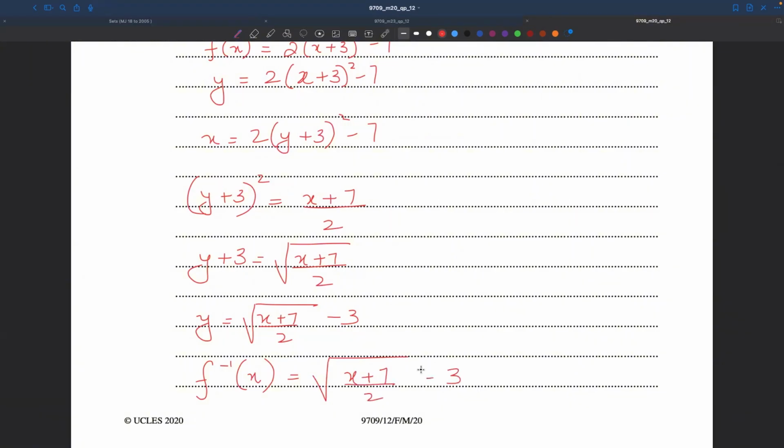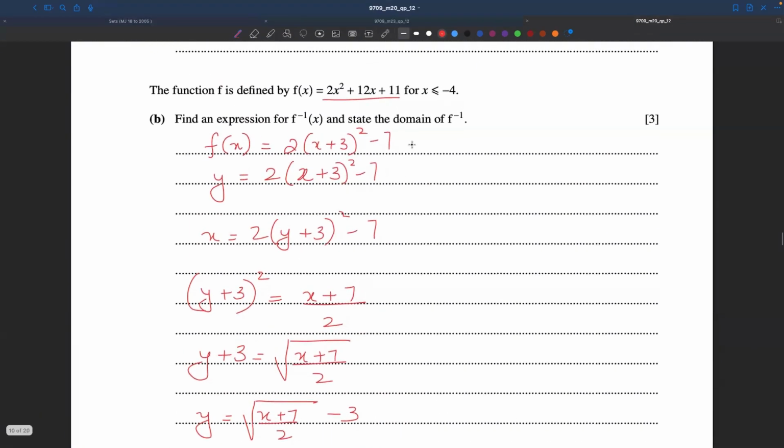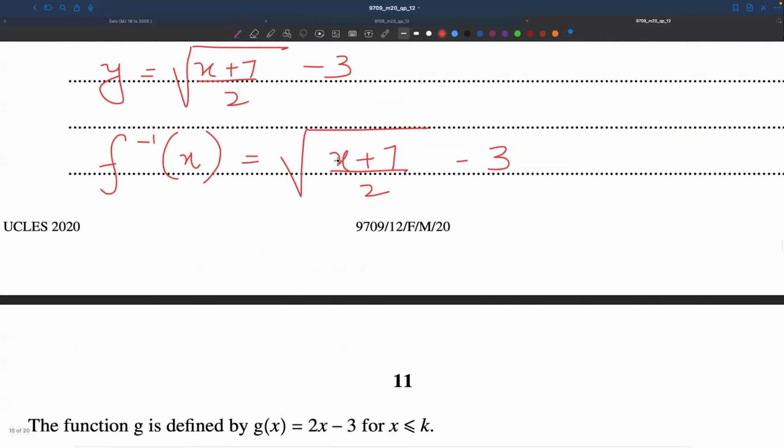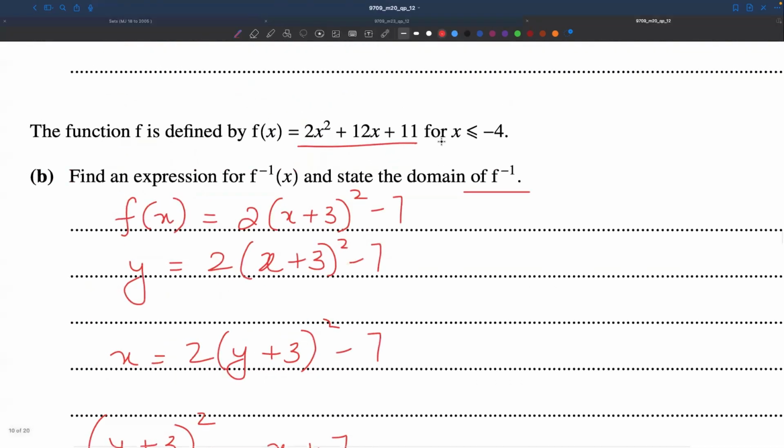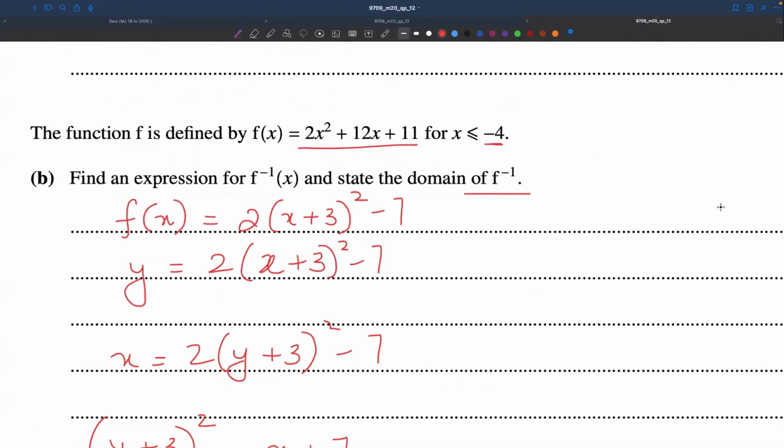Now the important bit comes in. The important bit comes in, state the domain. When we talk about the domain of f inverse, it basically means what are the possible values of x we can take over here, right? Domain means the values of x. So x has to be less than or equal to minus 4 for this function over here. Okay.